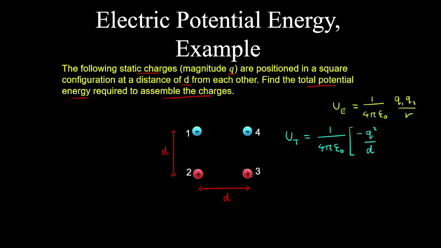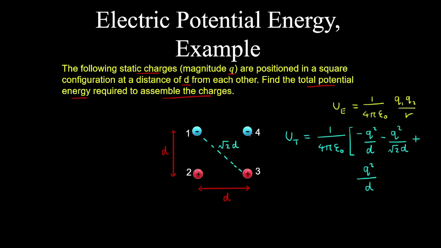Now we bring charge 3 from infinitely away into the electric field of charge 1 and 2. Using Pythagoras' theorem, charge 3 is at a distance of root 2d from charge 1. So the electric potential energy due to the interaction between charge 1 and 3 is minus q times q over root 2d. And between 2 and 3 we have plus q times q over the distance between the charges.